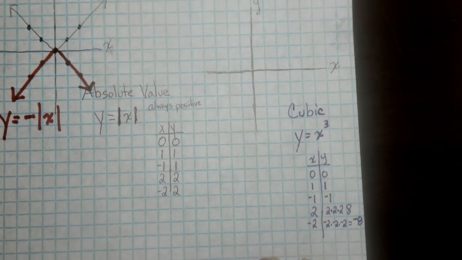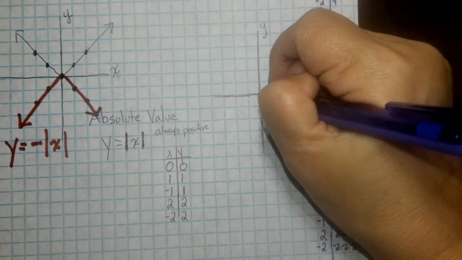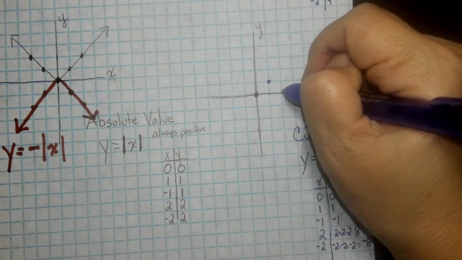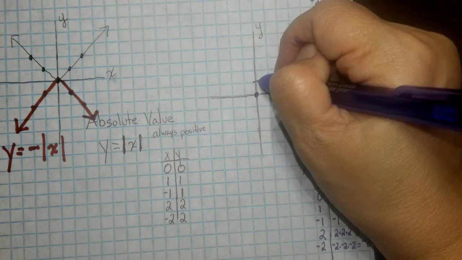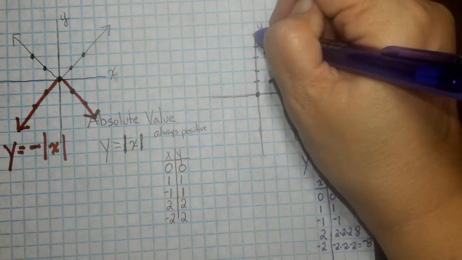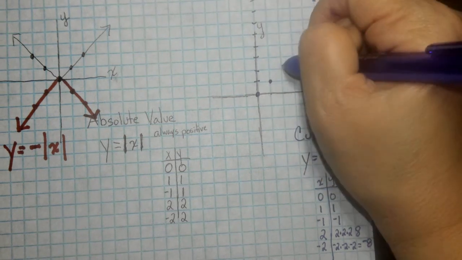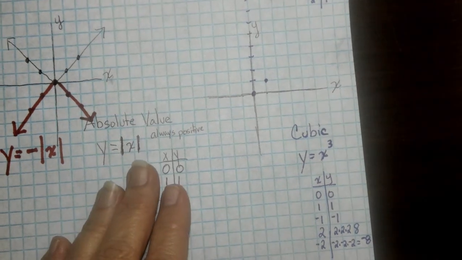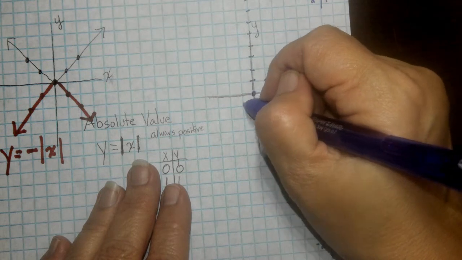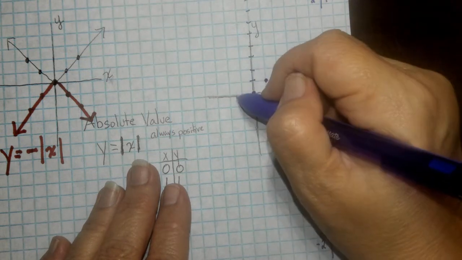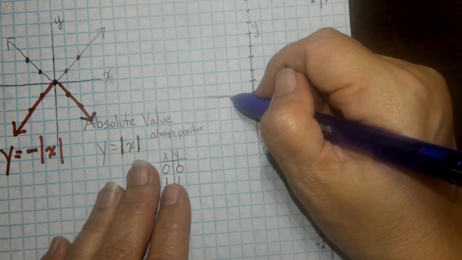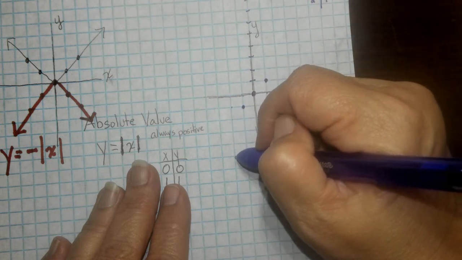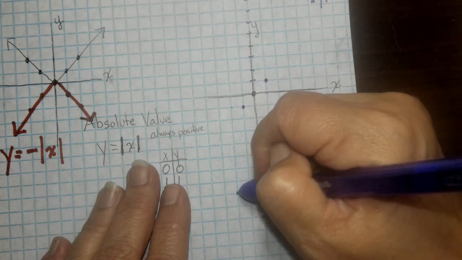So now let's plot this graph. It goes through (0, 0). And it goes through (1, 1). But on 2, it goes all the way up to 8. 1, 2, 3, 4, 5, 6, 7, 8. Way up here. And then it goes through (-1, -1). And then on negative 2, it goes all the way down to negative 8. 1, 2, 3, 4, 5, 6, 7, 8.